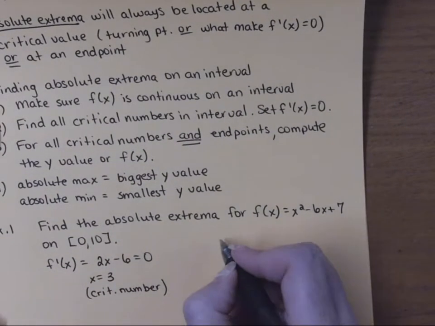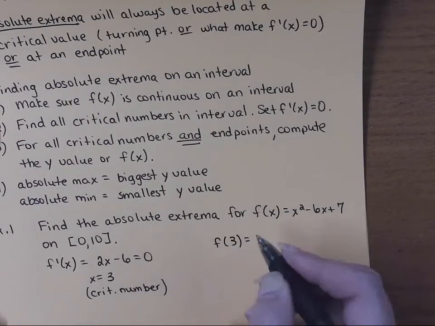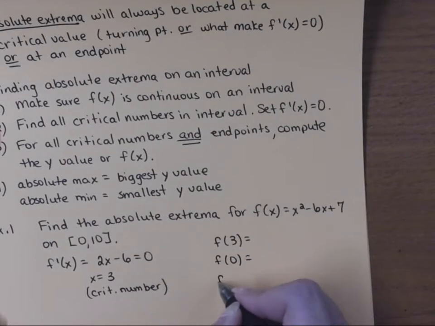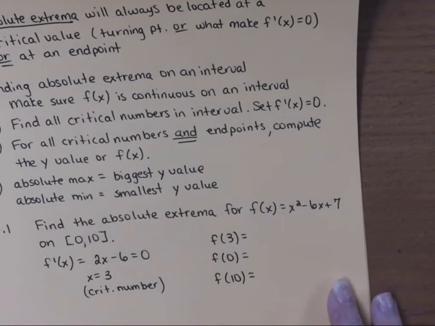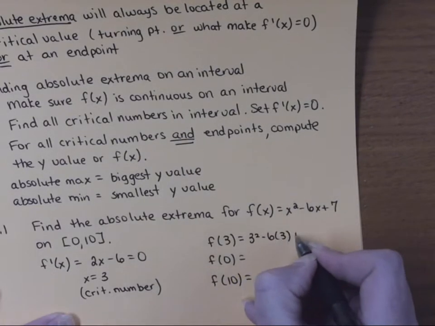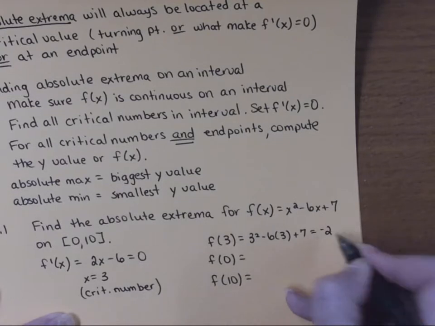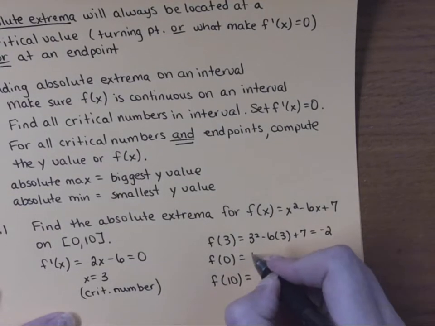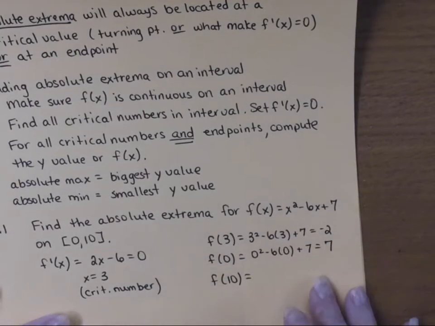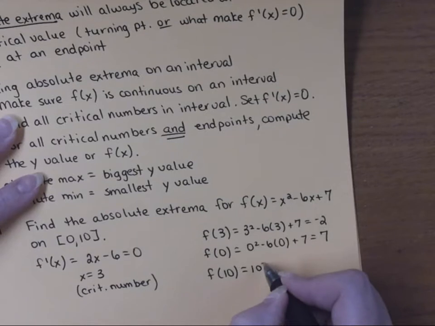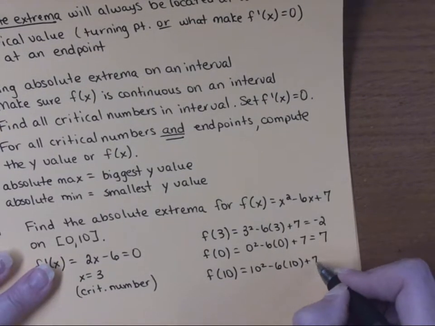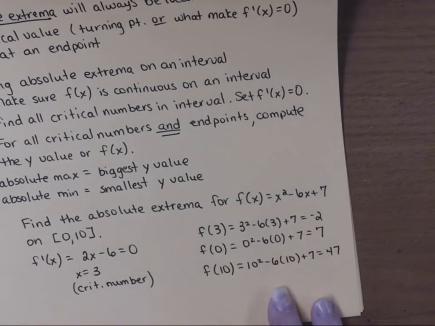And so it's a possibility for the overall max or min, but then so is the endpoint. So we're going to find f of 3. We're going to find f of the start of the interval, and we're going to find f of the end of the interval. Notice I'm plugging it into the original. So 3 squared minus 6 times 3 plus 7 is going to give us -2 for a y value. If we plug in 0, we're going to get 0 squared minus 6 times 0 plus 7, or 7 for a y value. And then when we plug in 10, we get 10 squared minus 6 times 10 plus 7. We get 47.